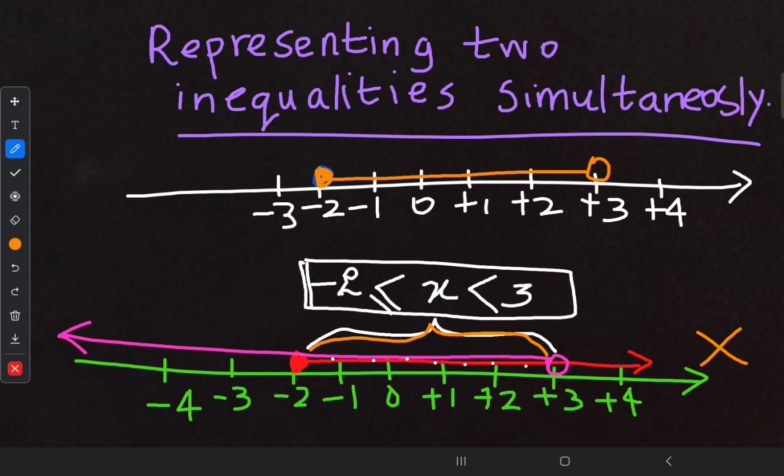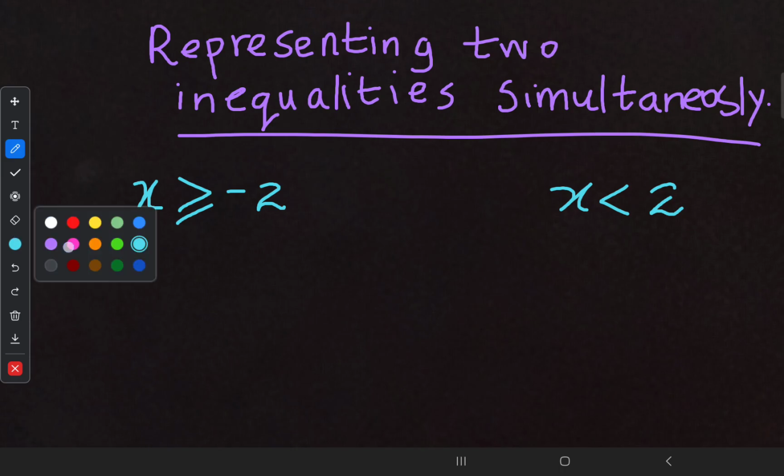To represent that one in a proper way, you have to draw another number line to represent your answer according to your resultant inequality. That's the thing you have to do afterwards. Yeah, let's do this question.